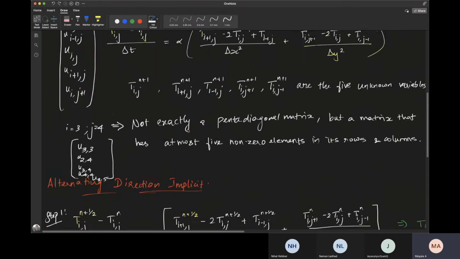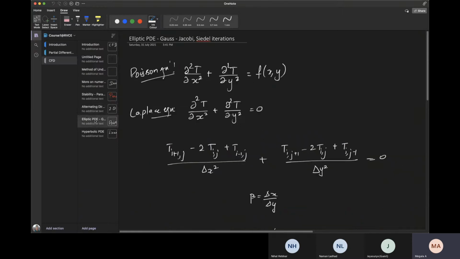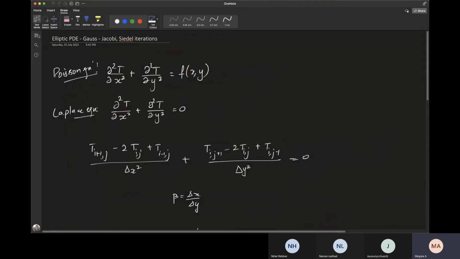Any doubts here? Okay. So I'll move on to elliptic PDEs. So that's it for parabolic PDEs. We have seen stability for parabolic PDEs, like since yesterday we saw stability for parabolic PDEs. Now let's move on to elliptic PDEs.